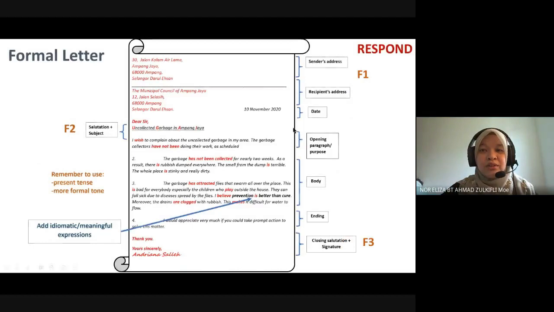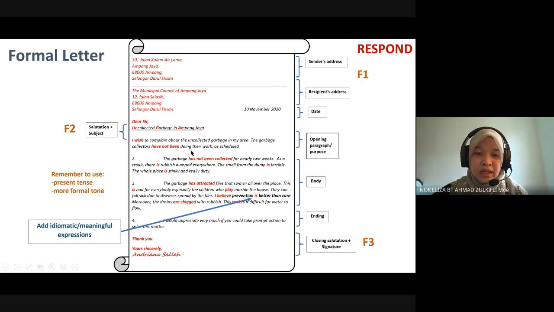Now this is where you respond. Just now we've done the analyzing of the question. You already identified the task. So now you've got to respond. You respond meaning that you have to answer. You answer as what you should do. Just now it is a letter of complaint, so it's a formal letter. Remember, F1, F2, and F3. That's already 3 marks.